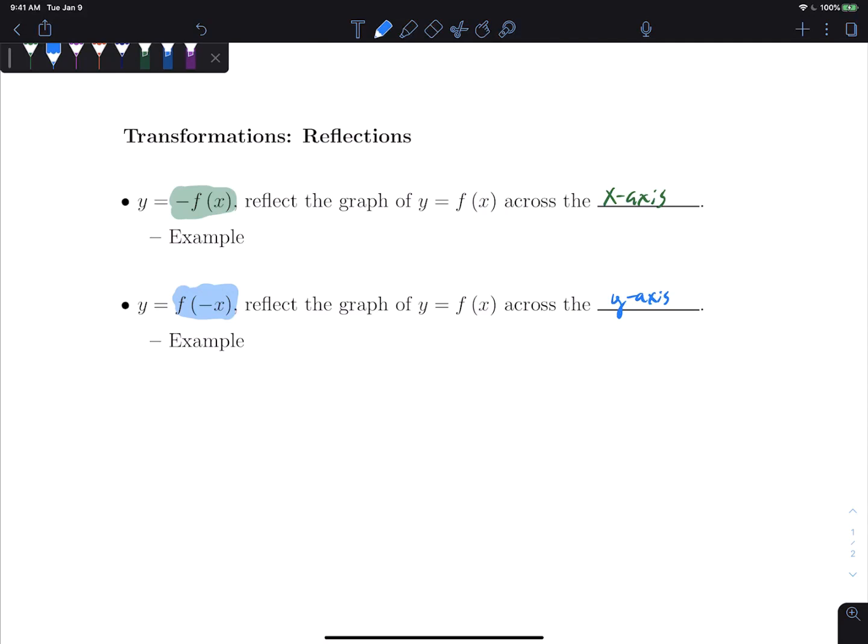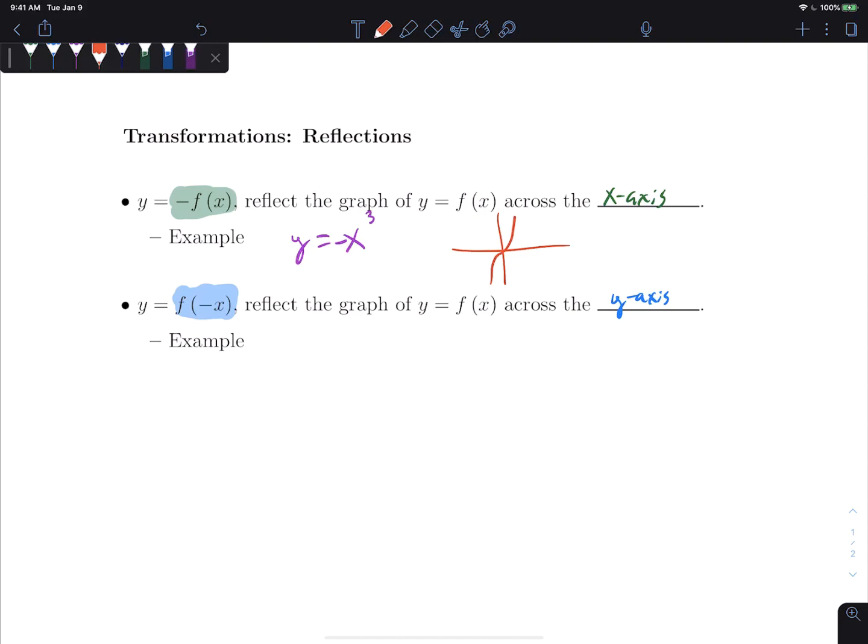So let's look at the cubic function. If we have y equals x cubed, putting a negative out front, not in parentheses, would make this be a reflection across the x-axis. So let's look at that in terms of a graph. It would look something like this.